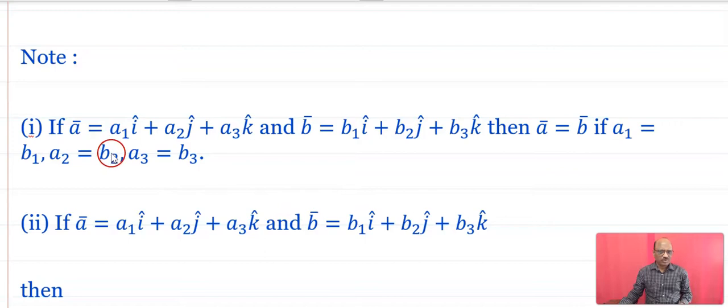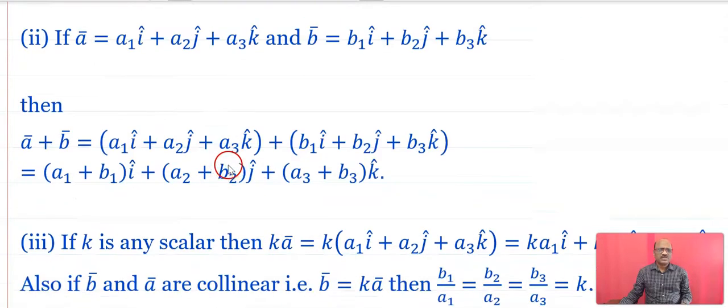These are the main points. If a bar is equal to a1 i cap plus a2 j cap plus a3 k cap and b bar is equal to b1 i cap plus b2 j cap plus b3 k cap, then a bar is equal to b bar if a1 is equal to b1, a2 is equal to b2 and a3 is equal to b3.